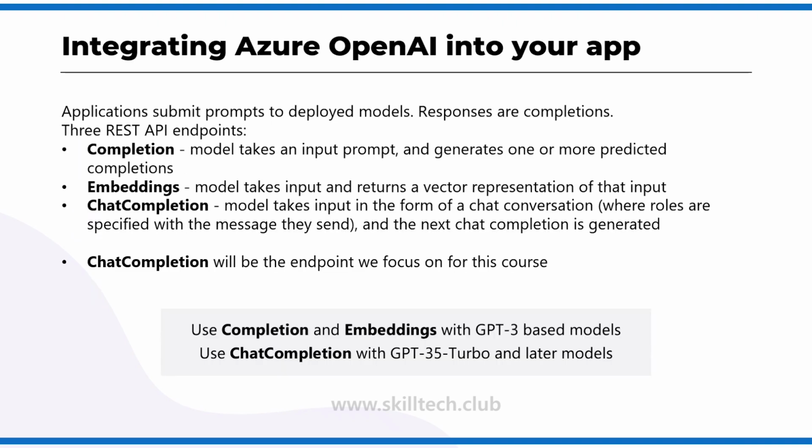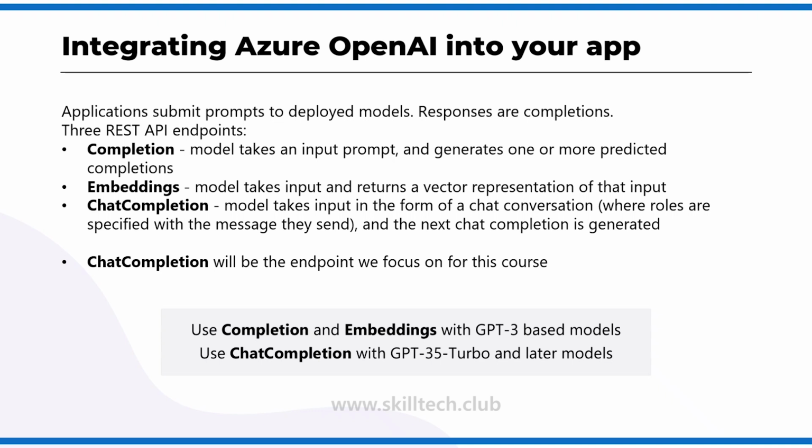Now, when you're integrating Azure OpenAI into your application, remember one thing first. Your application is going to submit a prompt to the models deployed on your Azure OpenAI service instance. Your responses are known as completions, as we discussed, and when you send the request, you have to make sure which endpoint you're using. Basically, there are three different options available here. You can use the completion model, and the endpoint for that is going to be different. This model takes an input prompt and generates one or more predicted completions based on that.